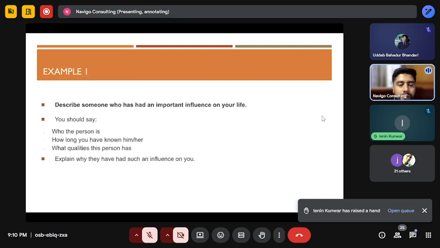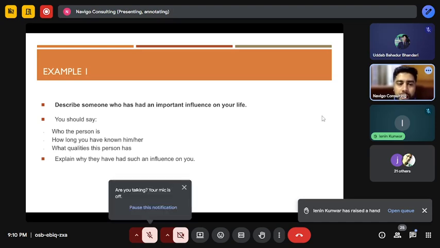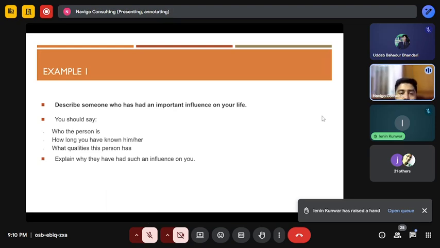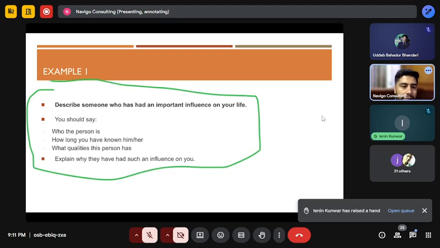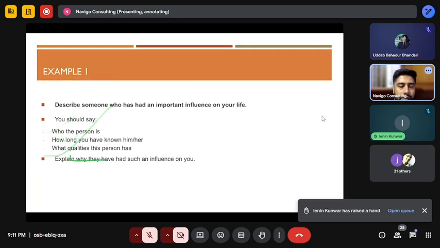Okay, so this is how your cue card looks. This is an example of a cue card. You're going to get all these questions. Maybe: describe someone who has had an important influence in your life. You should be saying who the person is, how long you have known him or her, what qualities this person has, and explain why they have had such an influence on you. You're going to get all these questions in the cue card, and it will be written that you should be saying this and this.